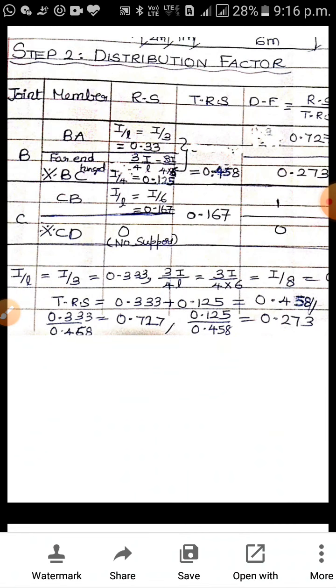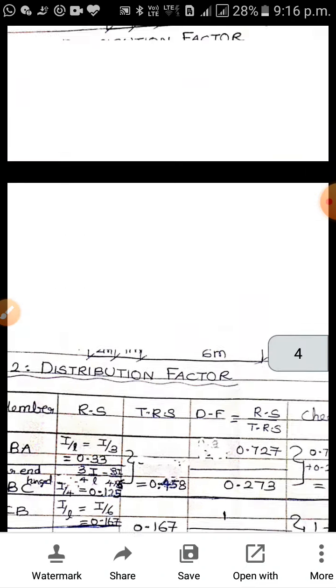So we know that only for intermediate joints you will have distribution factor. For the other joints it will be 0. So for B it is BA and BC member. So what is BA? B is a near end, A is a far end. So see here, B is a near end, A is a far end. This far end is fixed. So what will be the formula for relative stiffness?